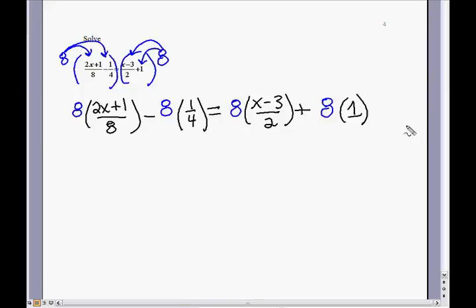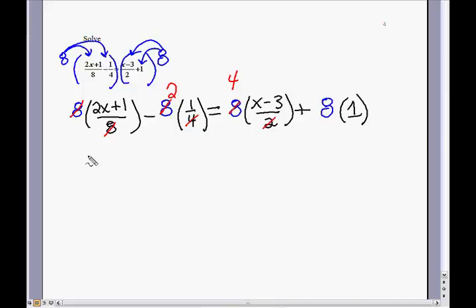Now I wrote this next to each term so that we can see how we're going to reduce our fractions. That way we can clear our fractions. So we'll have 8 goes into 8 once, 4 goes into 8 twice, 2 goes into 8 4 times, and there's no reducing here because there's no denominator.